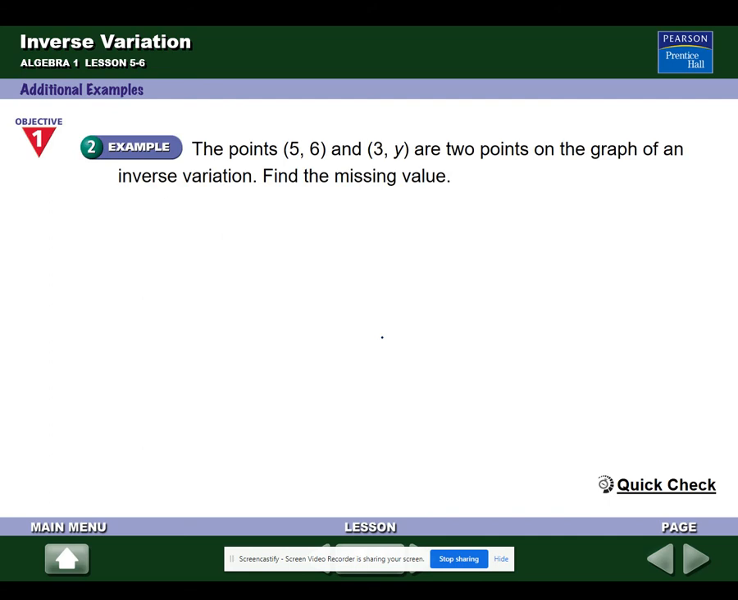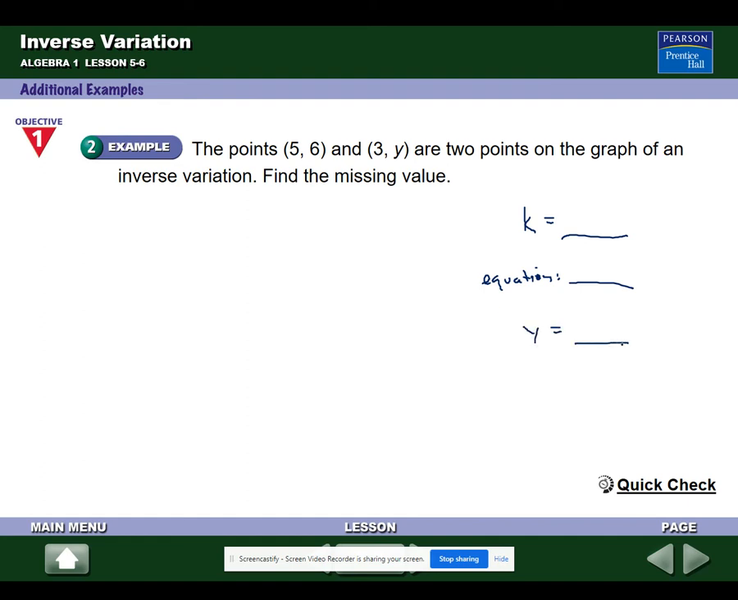The points (5, 6) and (3, y) are two points on a graph of an inverse variation. Find the missing value. Now again, the graph of this is a curve that does not pass through the origin. So don't think in terms of the last lesson. Think in terms of inverse variation. And not only that, I'll tell you what I told you in the last one. I want to know k. I want you to write the equation. And then you can find the missing value y.